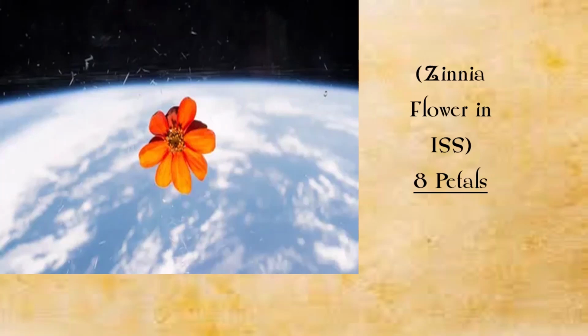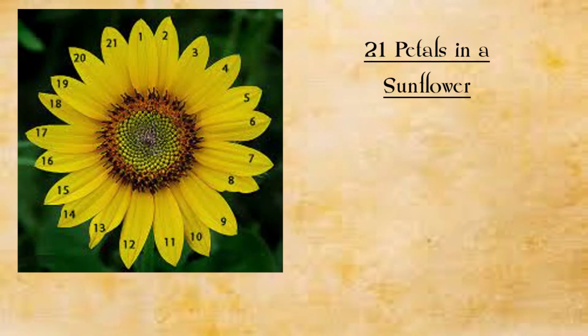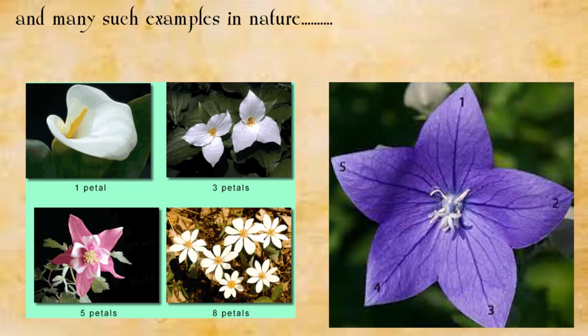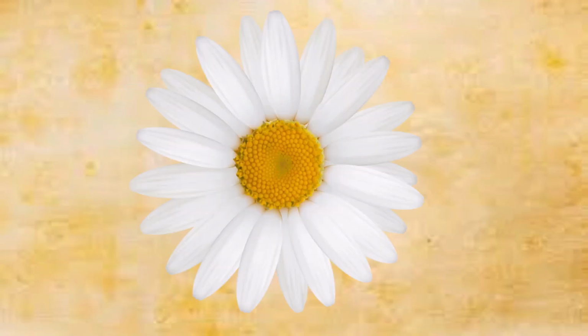As you can see, there are 8 petals, which is in fact a Hemachandra number. 21 petals in a sunflower, which is again a Fibonacci or Hemachandra number. You can count them also. And many such examples in nature, like 1 petal, 5 petals, 3 petals, 8 petals. And if you take a look at this daisy, it has 55 petals. And why I know this, because I counted them, which is again a Fibonacci number. And if you look closely at the seedlings, they are arranged in a spiral, which is actually the most compact way they could be arranged. And they are also arranged in a sequence related to the golden ratio.